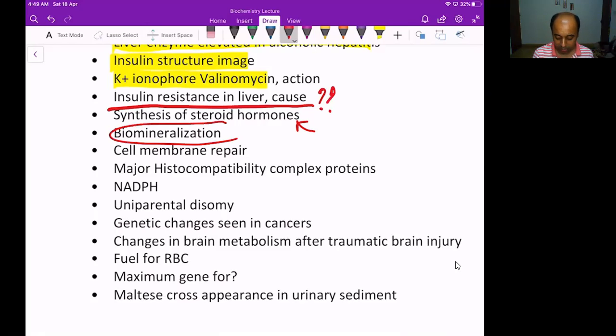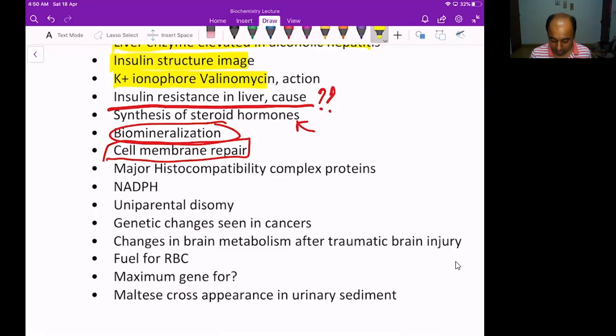Similarly, biomineralization, what do you find in biomineralization? Again, this overlaps a little bit with physiology, a little bit with orthopedics, but this is a conceptual question and you should know about biomineralization. Now, a very out of the blue question: cell membrane, if you damage the cell membrane with a needle, what repair mechanism will come into play? Again, I would say this is an out of the blue question. The first time it came, if you did not know, no problem. But now you should know what the repair mechanism is.